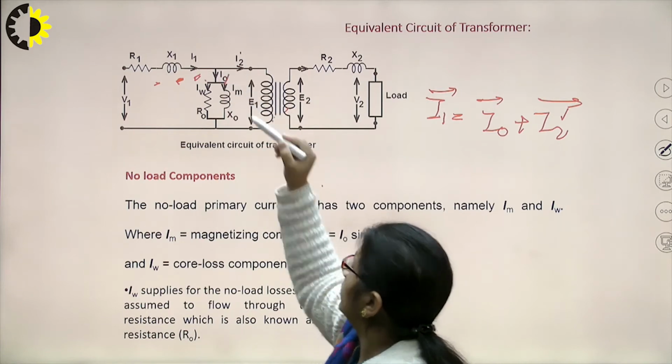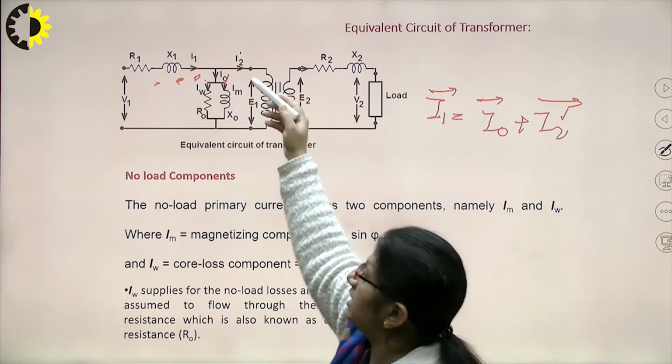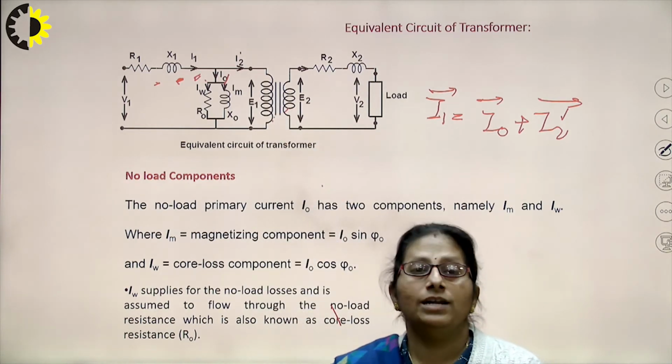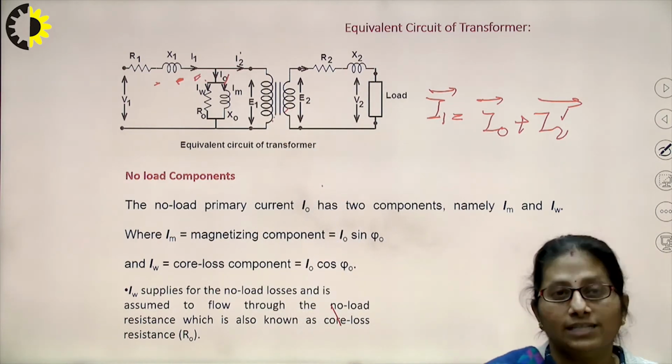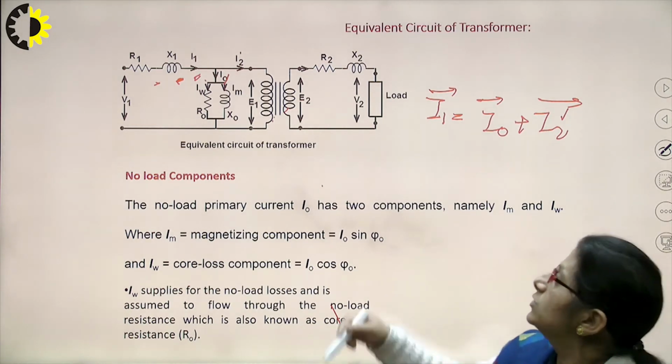One is I0. What is I0? It is the no load current, the primary current. And I2 dash is that load current which is being taken by the transformer when the transformer is being loaded, because of the loading effect. So, it has been divided.